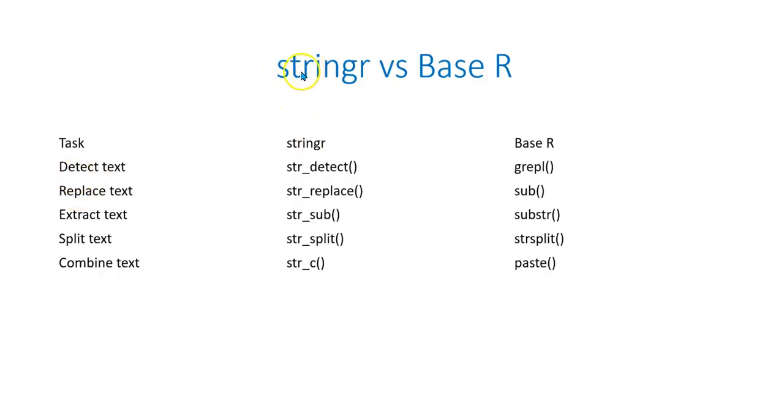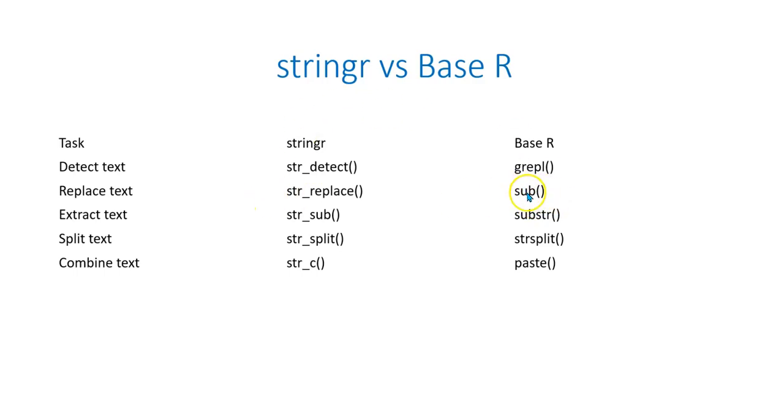When you are working with stringr, its functions always start with str_. So you can easily understand, okay, this is a function of stringr because it starts with str, then underscore, and then the function name. For detect, in stringr we have str_detect, but the same task you can do in base R with grepl. For replacing text, str_replace, and in base R, sub. With the sub function you can do the same task.